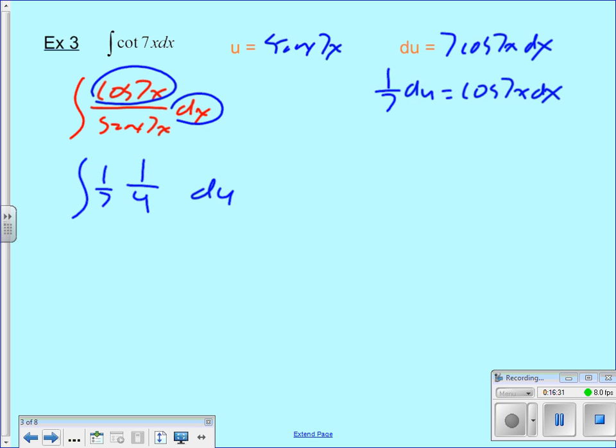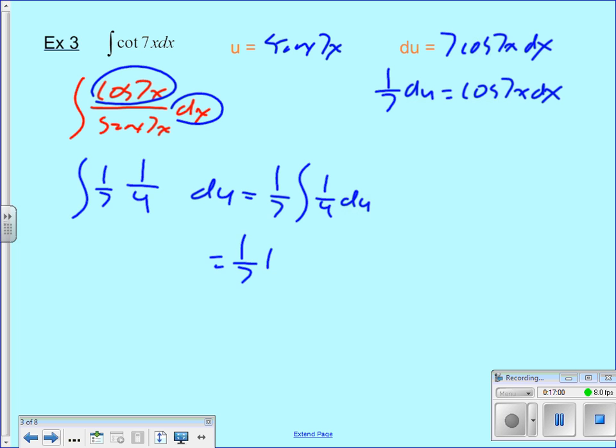To make things easy, what do I want to do here? I want to pull the 1/7 out front. It actually makes it easier. Not so much that the 1/7 is a hard thing to deal with, but it makes it easier to see the antiderivative. You don't get as confused when you pull the constant out. It makes it a little clearer what your antiderivative is going to be. What is the antiderivative of 1 over u? ln of u, natural log of u.